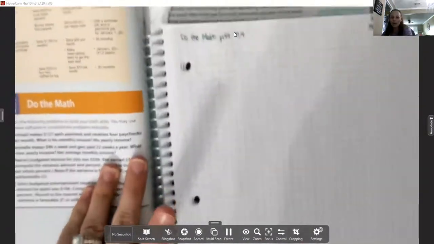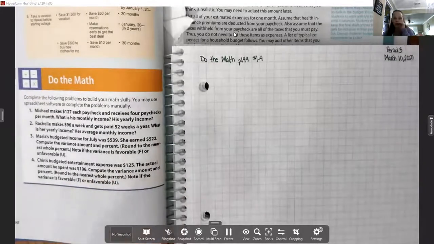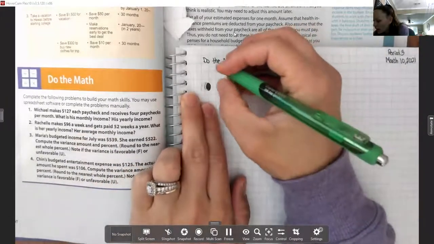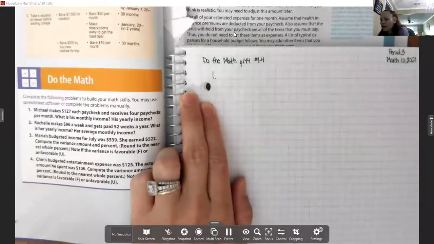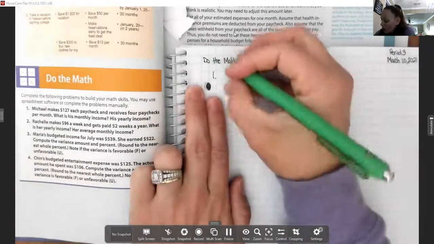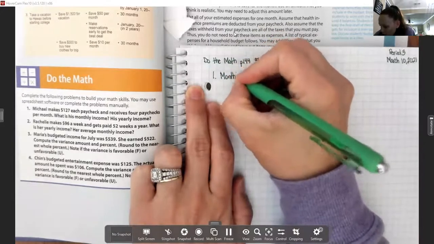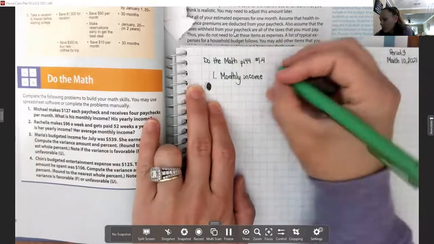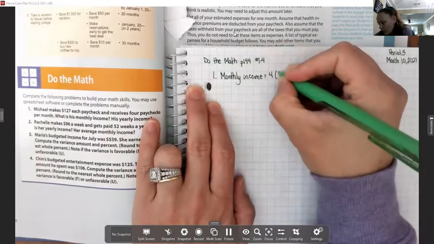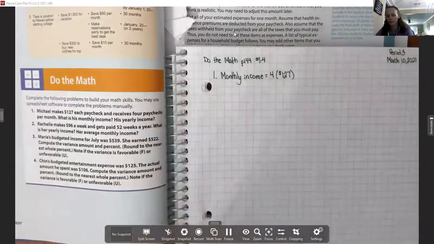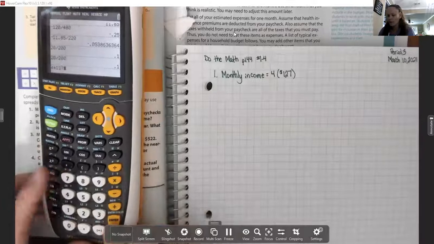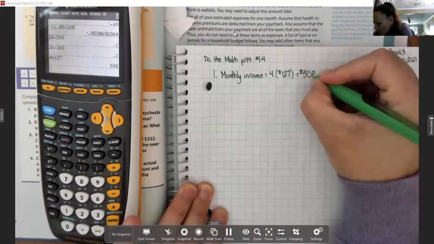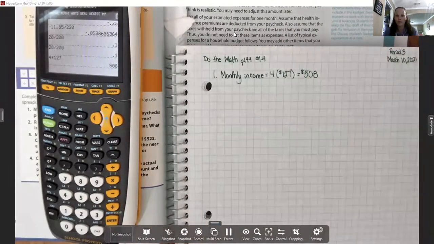All right, so the do the math here on page 144. Michael makes $127 each paycheck and receives 4 paychecks per month. What is his monthly income? What is his yearly income? They're asking 2 questions here. Monthly income, he receives $127 each paycheck and gets 4 paychecks each month. So we're going to do 4 times $127. 4 times 127 is going to be 508. So Michael makes $508 every month.